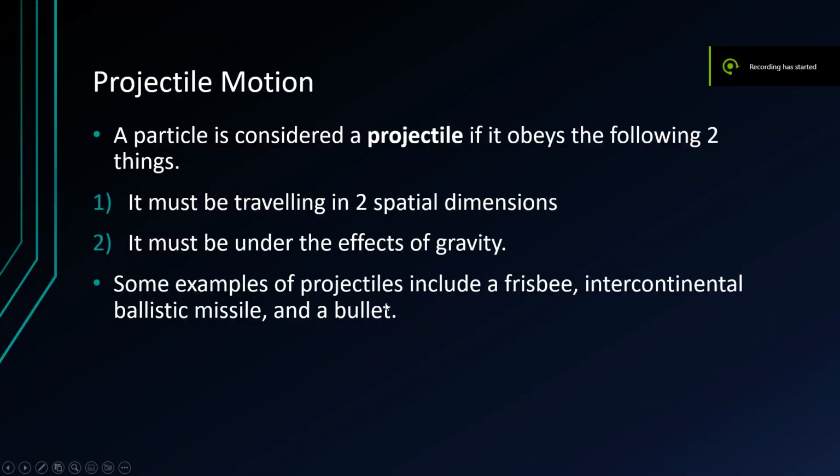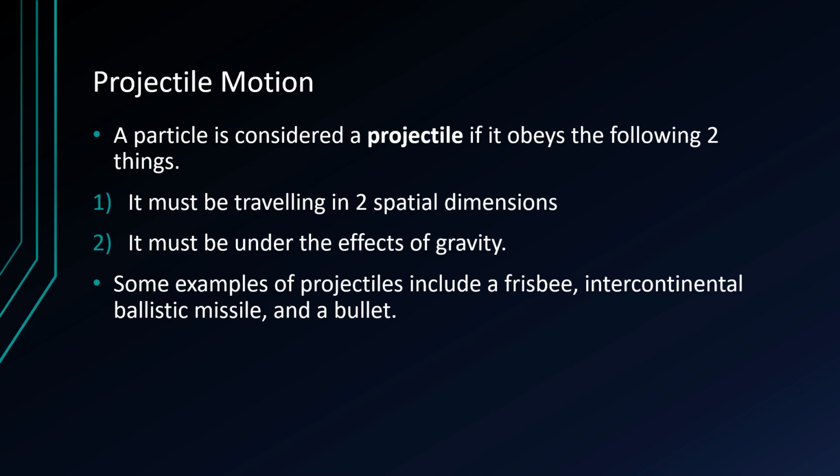So now we're going to get onto projectile motion, which is a kind of two-dimensional motion, but the object itself must be under the effects of gravity. So some examples are a frisbee, an ICBM, a bullet. So really anything that moves under the effects of gravity and in two spatial dimensions is considered a projectile.